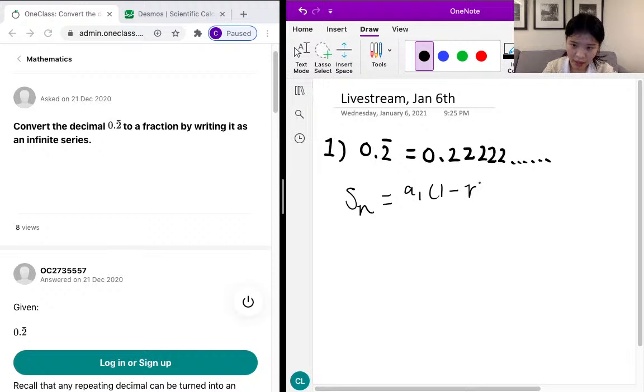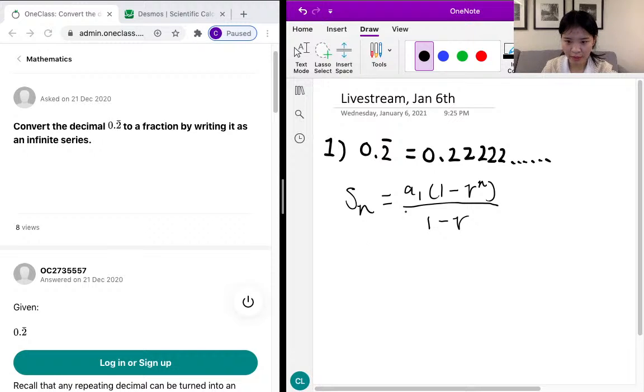Over 1 minus R, where R is the ratio: the next term in the geometric series divided by the previous term. So it's actually multiplication instead of subtraction. This is the sum of a geometric series.